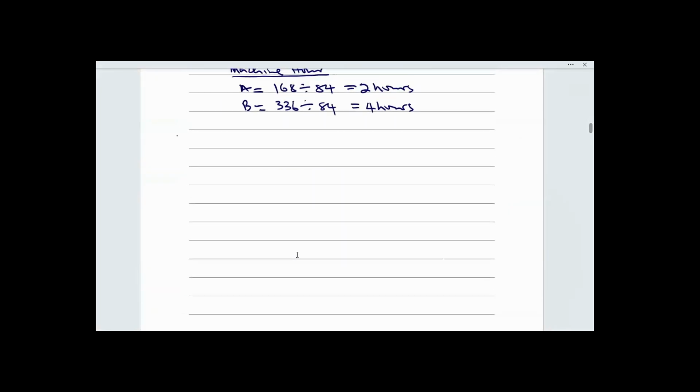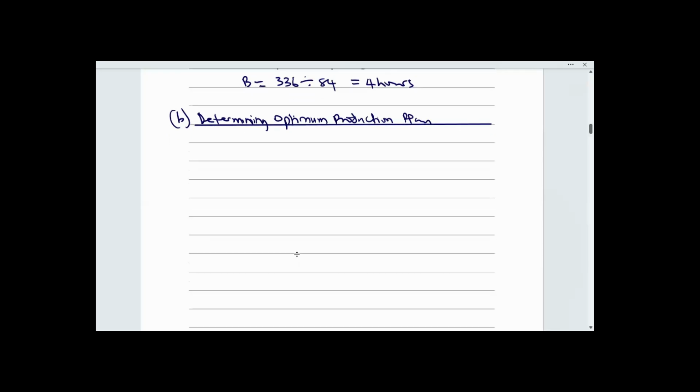So number B, you want to determine the optimum production plan. The optimal production plan is the one that will maximize the organization's contribution. To do this, remember, I gave you about 7 or 8 procedures you are supposed to carry out anytime you want to determine the optimum production plan.